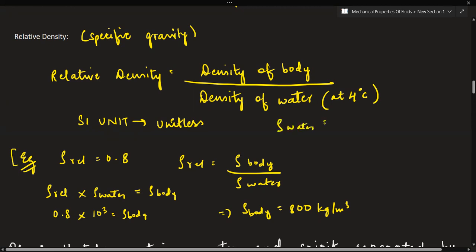And also I'm writing it again. Remember the density of water, that is 1000 kg per meter cube, or it is 1 gram per centimeter cube. This is in SI unit and this is in CGS. Note this down.